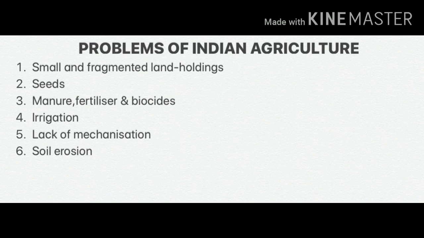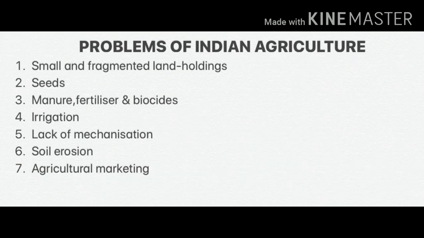These areas must be properly treated and restored to their original fertility. Tree plantation, bunding, contour plowing, etc. are some of the effective methods of checking soil erosion. The next problem of Indian agriculture is agricultural marketing. Agricultural marketing still continues to be in a bad shape in rural India.